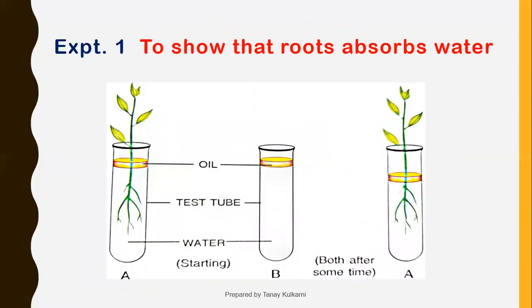Now, a certain important experiment to prove that the roots absorb water. We have to take two test tubes containing water along with oil. One test tube will have a plant like a balsam which can show the absorption of water. The other test tube will not have any kind of plant. After a few hours, we will see that the water level in test tube A has decreased. It is because the water gets absorbed by the plant.